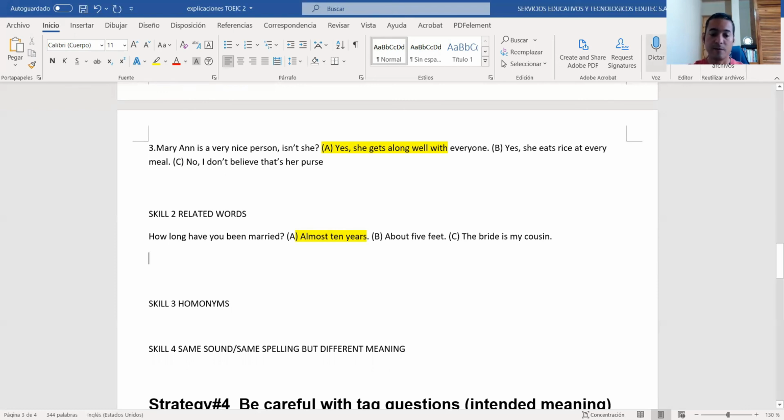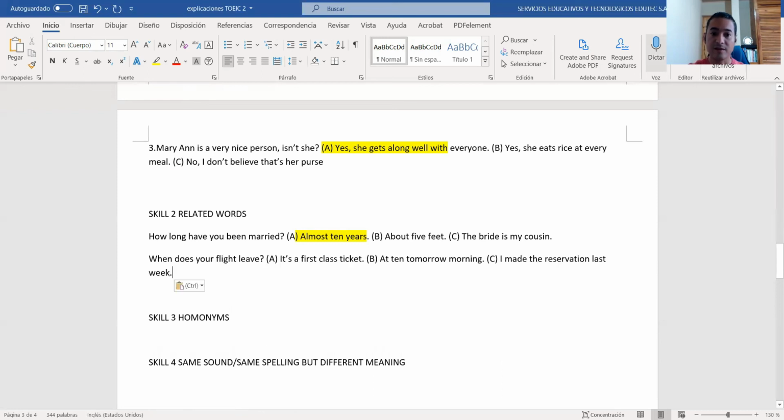Okay. Some of the choices are plausible. They could be options. But it depends on the question. So when, here is a question in the present, does your flight leave? Okay, well, it could be present or future here. So first class ticket, yeah, related to flights. I made the reservation last week.